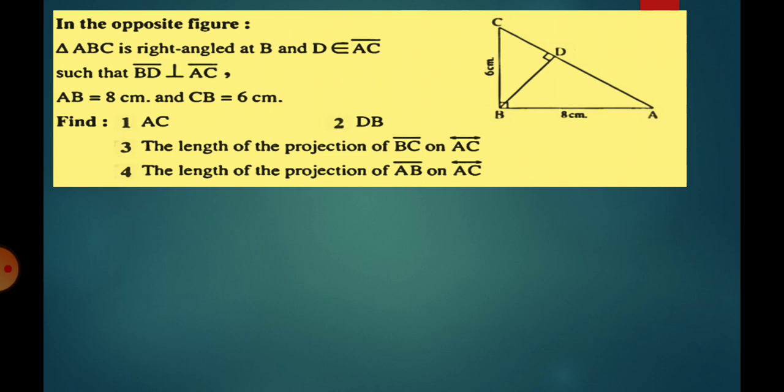ABC is a right angle triangle at B. D belongs to AC and BD is perpendicular to AC. Here, from the right angle, we draw the perpendicular to the hypotenuse. Find the length of AC.